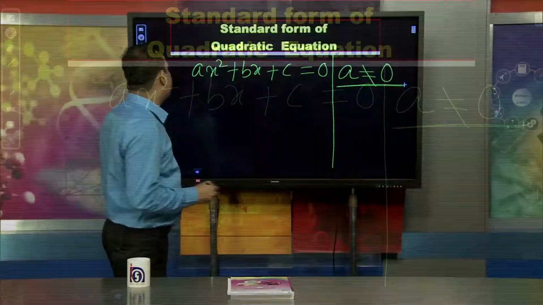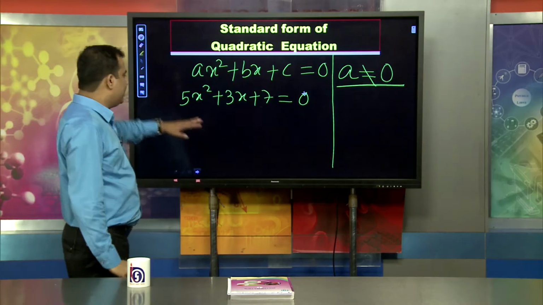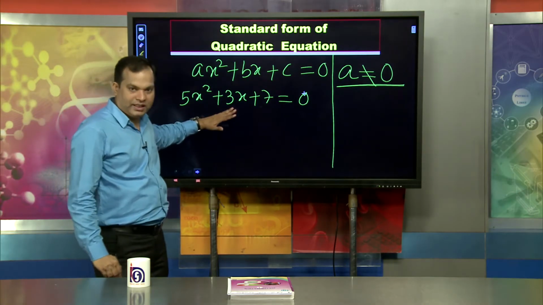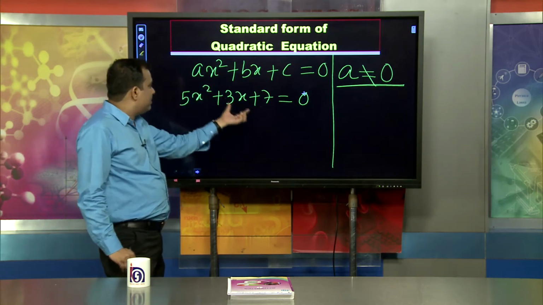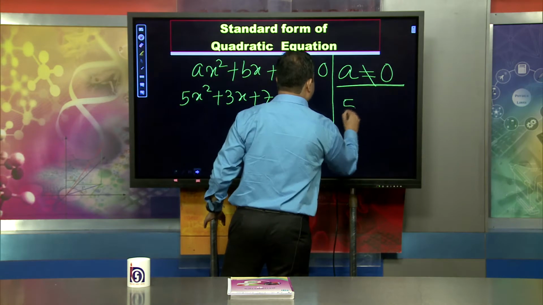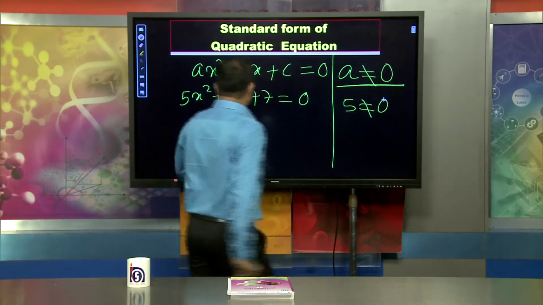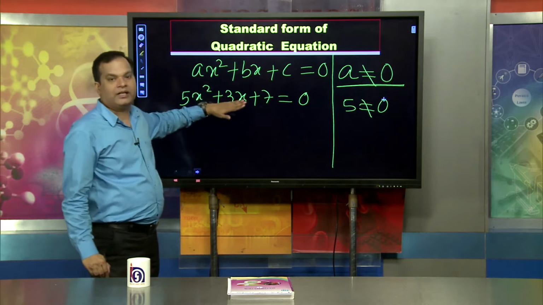For example, suppose I take 5x square plus 3x plus 7 equal to 0. Yes, it is a quadratic equation, because it is in the standard format ax square plus bx plus c equal to 0, and the condition here is 5 not equal to 0. That is why we can say this is the standard format of a quadratic equation.